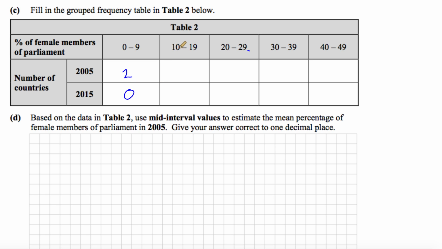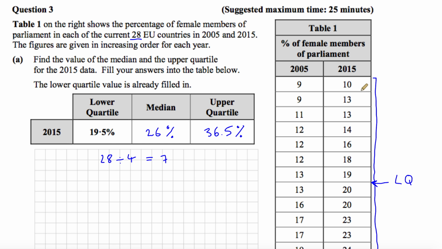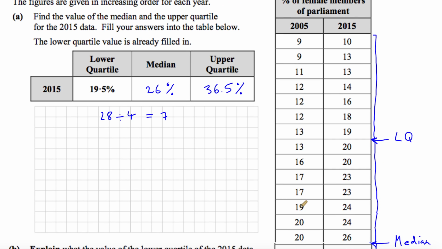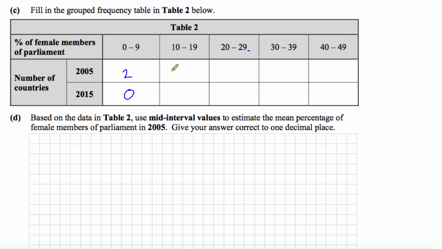So then we're looking at the 10 to 19 grouping for both years. So if we go back, we have 1, 2, 3, 4, 5, 6, 7 in 2015, and 1, 2, 3, 4, 5, 6, 7, 8, 9, 10 for 2005. So that's going to be 10 for 2005 and 7 for 2015.